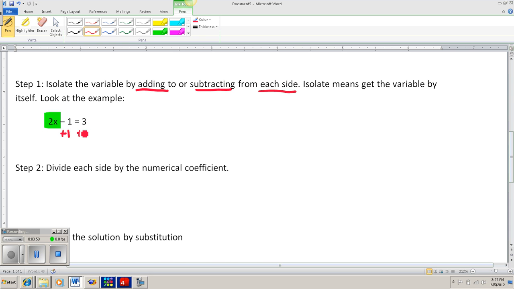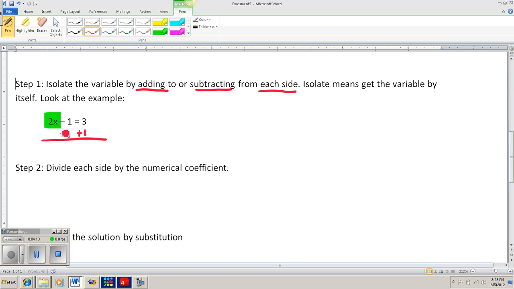I'm going to show you lining it up like this vertically, because sometimes when adding multiple-digit numbers, here it's not difficult, but you'll want to line them up with your 1s lined up with your 1s, your 10s with your 10s, and so on. So I did it vertically. This is showing that I'm adding 1 to the left side and 1 to the right side.